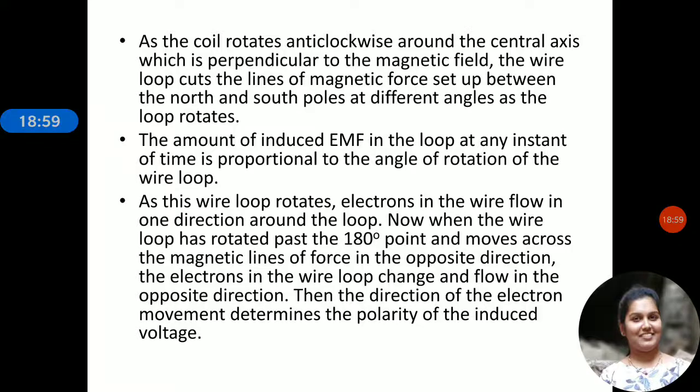As the wire loop, that is the conductor, rotates, electrons in the wire flow in one direction around the loop. Now when the wire loop has rotated past the 180-degree point and moves across the magnetic lines of force in the opposite direction, the electrons in the wire loop flow in the opposite direction. The direction of the electron movement determines the polarity of the induced voltage.